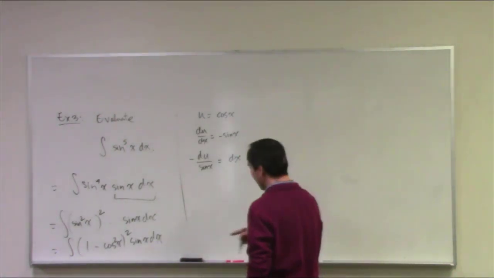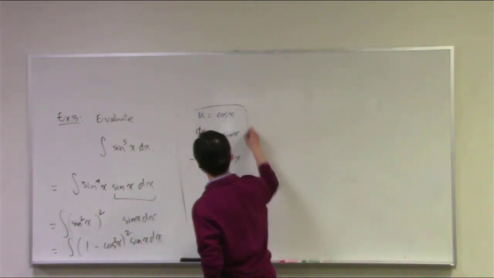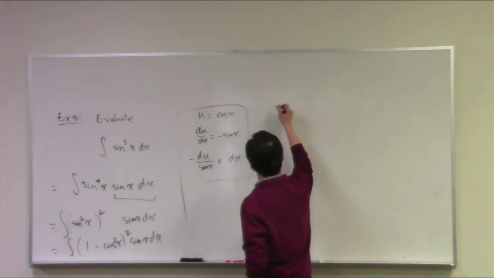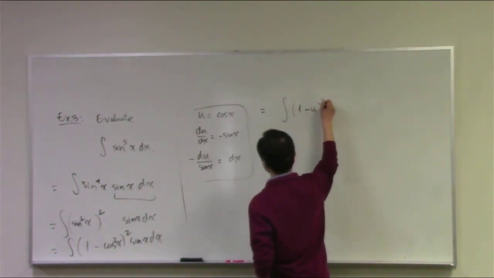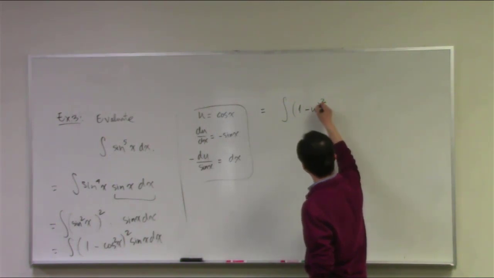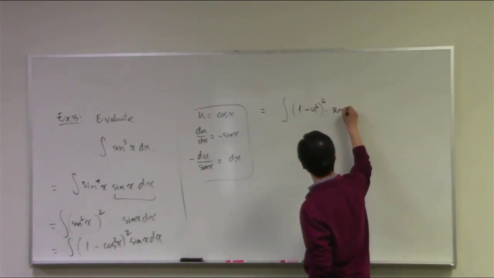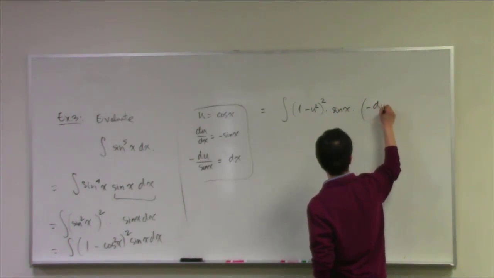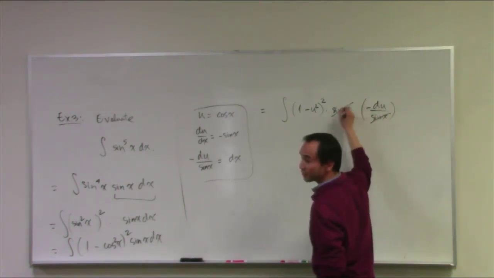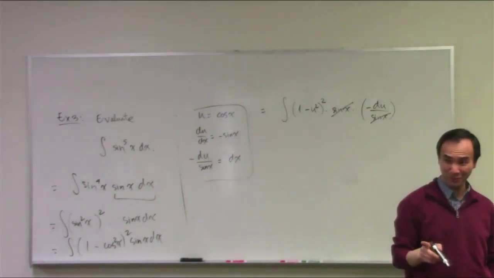And so now that integral of yours, after this substitution step, becomes 1 minus u squared, all squared. Actually, 1 minus u squared, all squared. And then times the sine of x, because we didn't substitute for sine of x, but the dx here gets a substitution. It turns into minus du over sine of x, which will eventually cancel away with your sine of x. You guys follow with that?